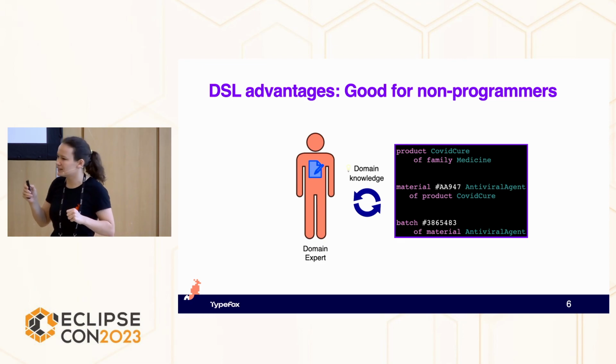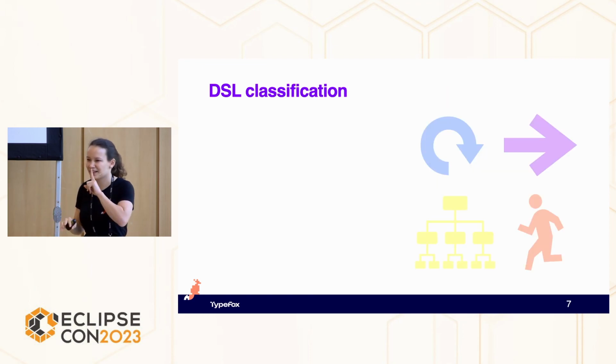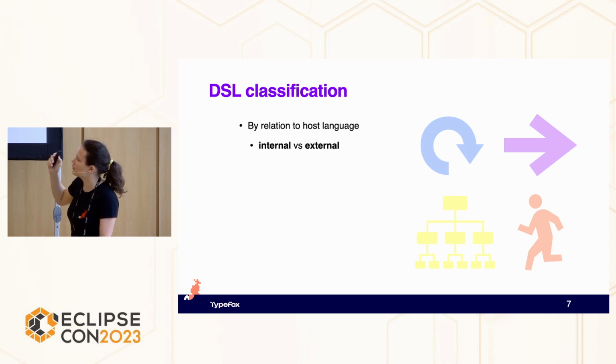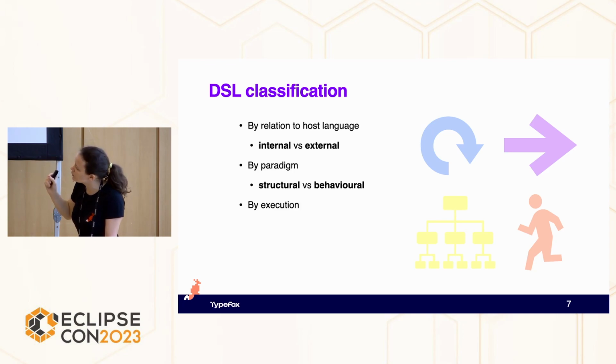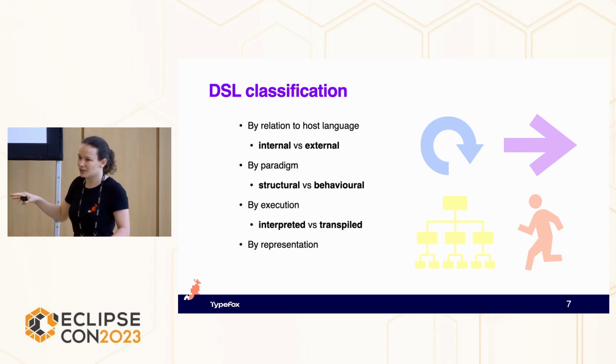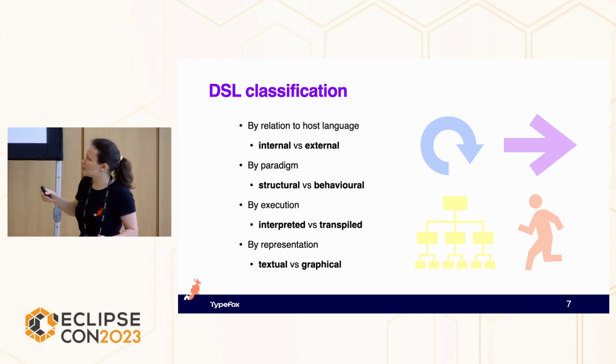Now we have come to the most interesting and most important thing during this presentation: DSL classification. The first way you can classify your DSLs is by relation to host language. It can be internal and external. By paradigm, it can be structural and behavioral, and by execution, it can be interpreted and transpiled. By representation, it can be textual and graphical. We will not speak about textual and graphical, I think it's clear, but we will speak about the other classifications.